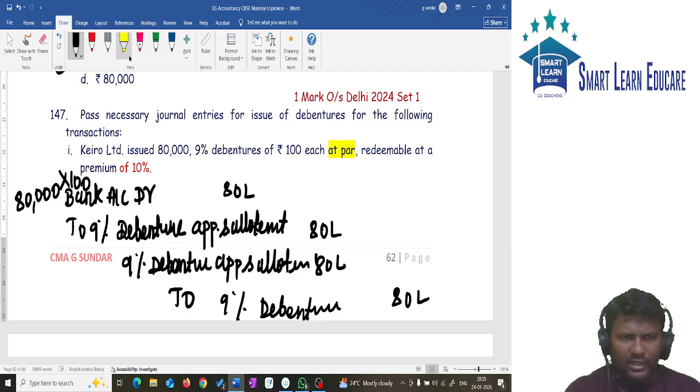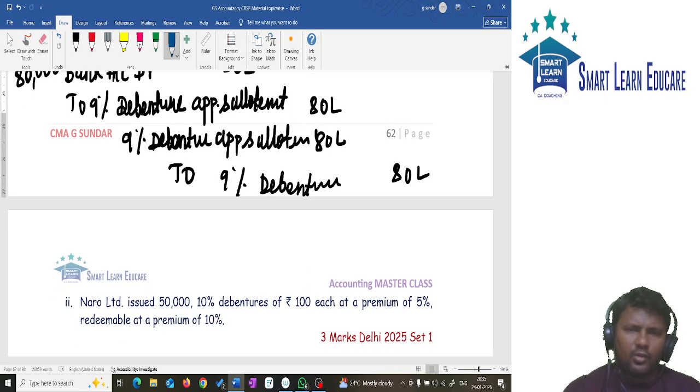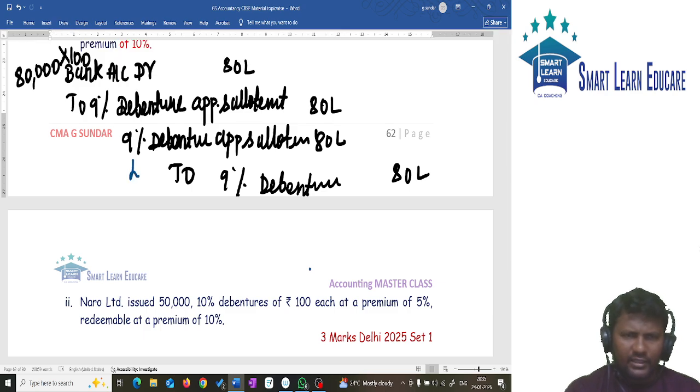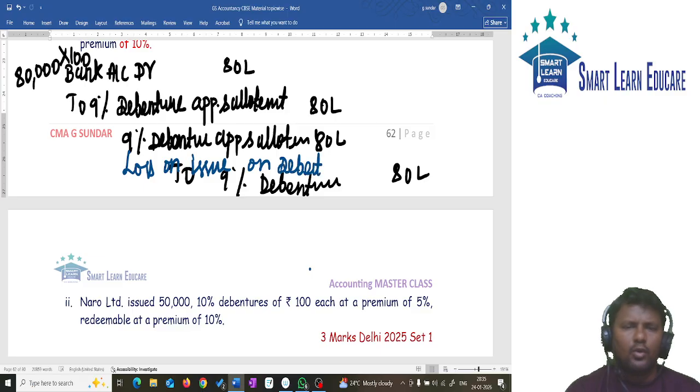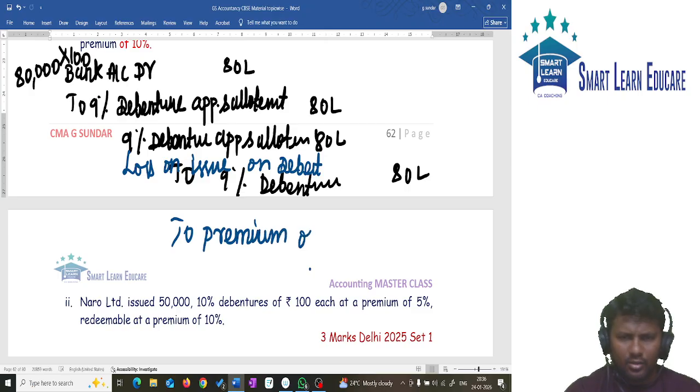After this, you should write the entry with repayment. Repayment entry is very very simple. You combine the repayment entry in this second entry itself. It is loss on issue of debentures account debit. Loss on issue of debentures account debit to premium on redemption of debenture.